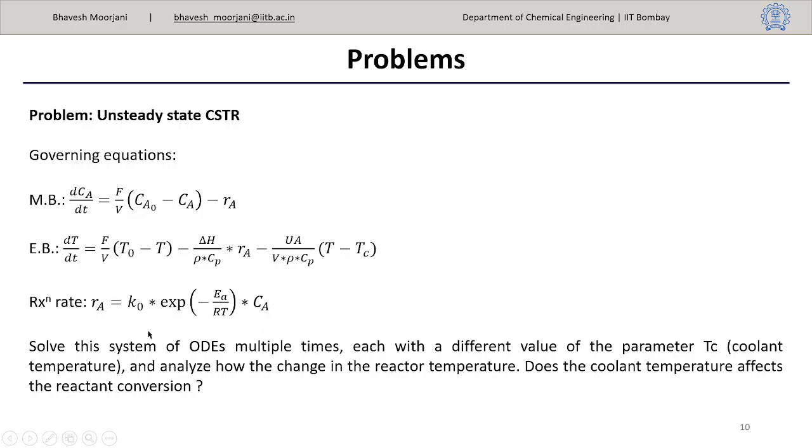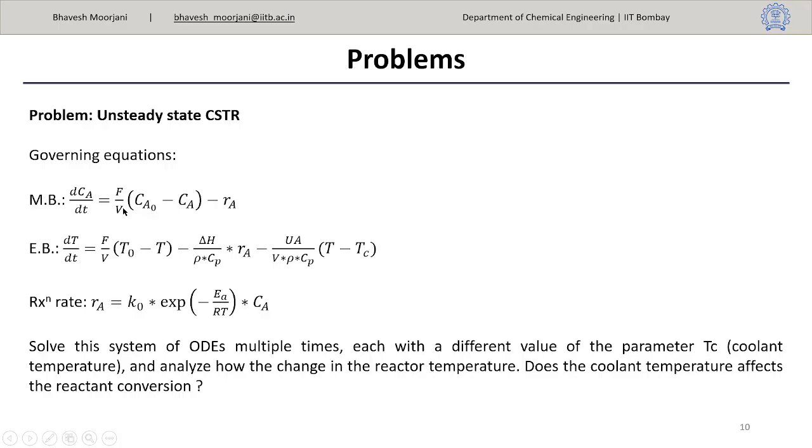The rate of reaction is given as k exponent minus EA by RT into CA. So here one thing to note is that your rate part also includes the temperature. In order to compute the CA, you are dependent on the temperature. In order to compute the temperature, you are dependent on the concentration part also, right? So it's a coupled ordinary differential equation because both CA and temperature are dependent on each other, right? So it's not independent.